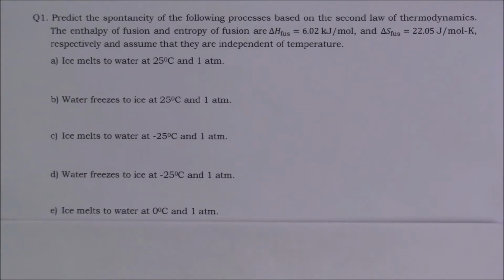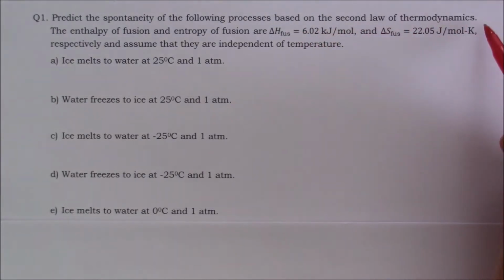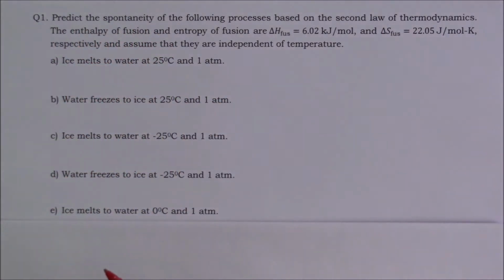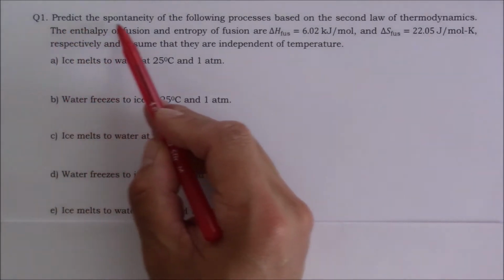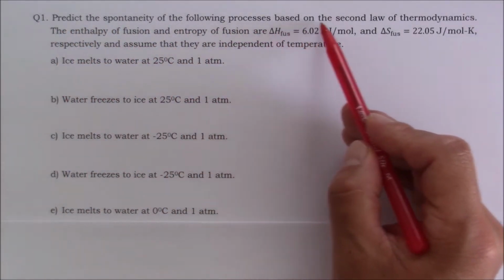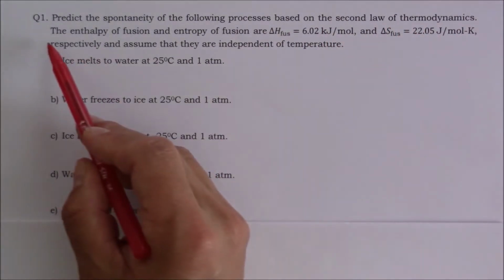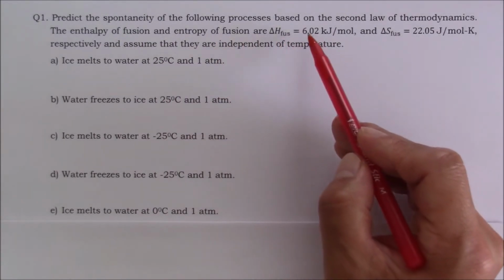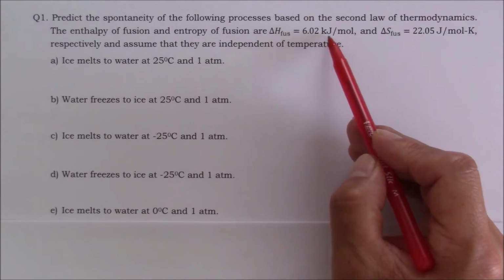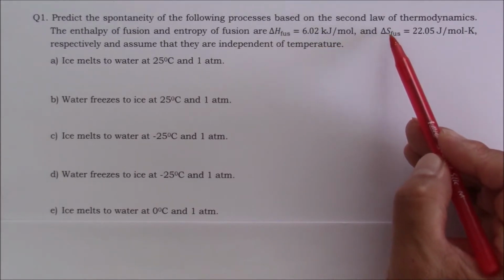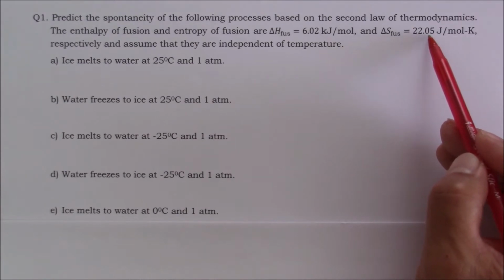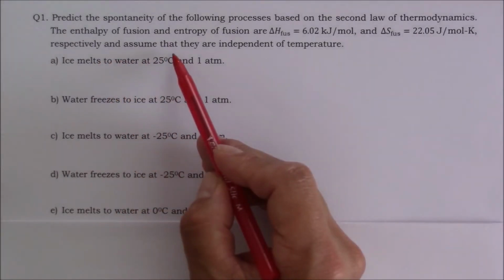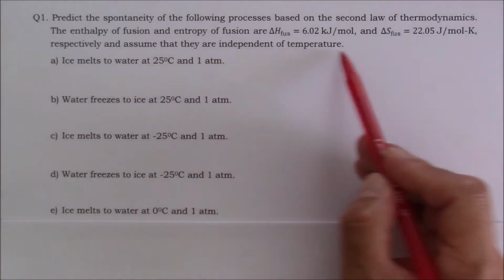Now let's use an example to see how the second law of thermodynamics is used to predict the spontaneity of a process. Let's read the problem together. Predict the spontaneity of the following processes based on the second law of thermodynamics. The enthalpy of fusion and entropy of fusion are 6.02 kJ per mole and 22.05 joule per mole per Kelvin respectively, and assume that they are independent of temperature.